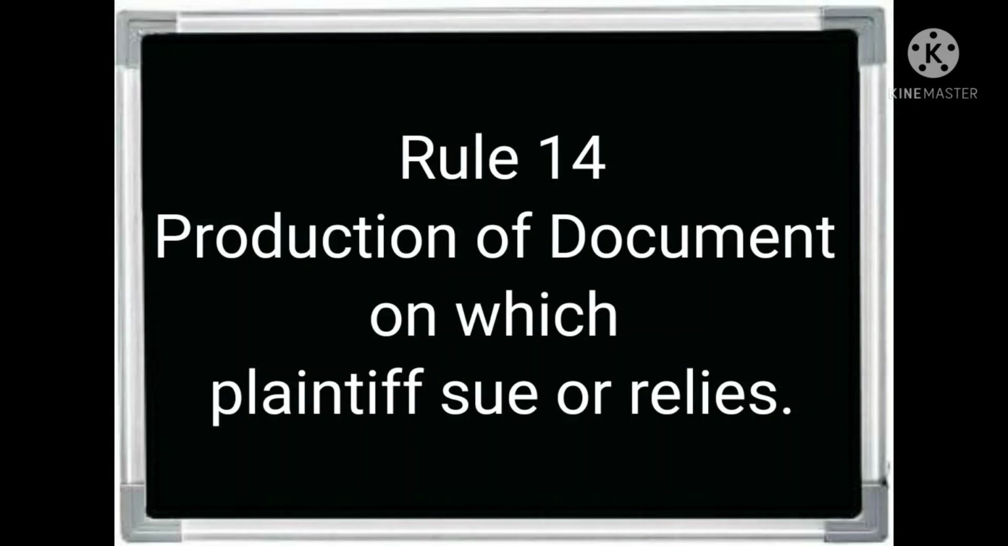The last important rule of Order 7 is Rule 14, the production of documents on which the plaintiff sues or relies. Where the plaintiff sues upon a document or relies upon a document in his possession or power in support of his claim, he shall enter such document in a list, and when any such document is not in the possession or power of the plaintiff, he shall state in whose possession or power it is. And this is all about Rule 14.